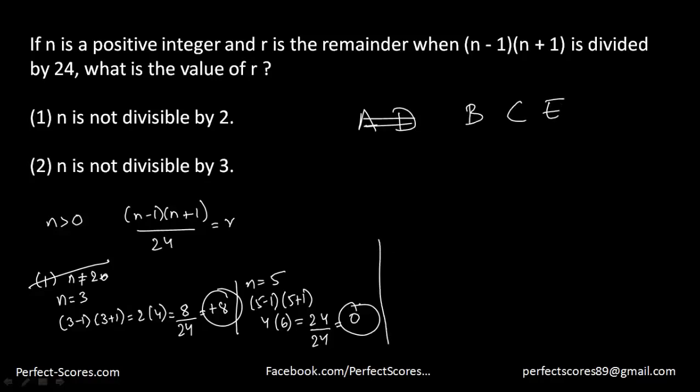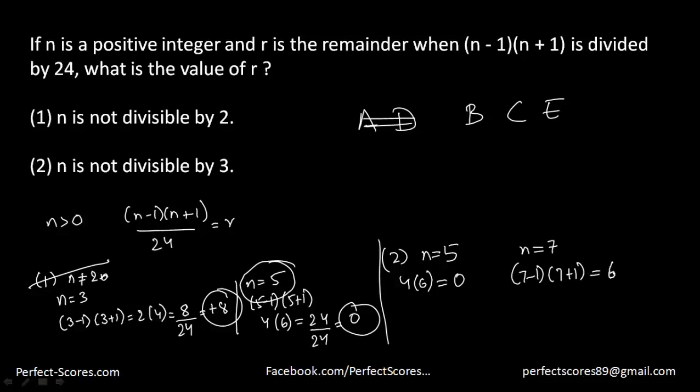Let's pick up the second statement. It says that n is not divisible by 3. So if I plug in n equal to 5, the remainder is going to be 0. Let's plug in the next number. Let's say n is equal to 7. Then 7 minus 1 into 7 plus 1 is going to be 6 into 8. If I divide 6 into 8 by 24, the remainder is still 0.